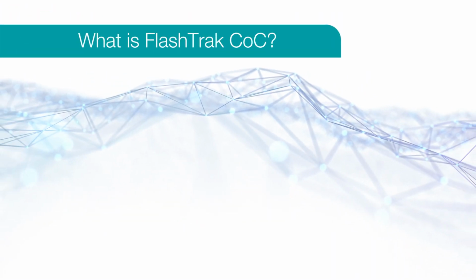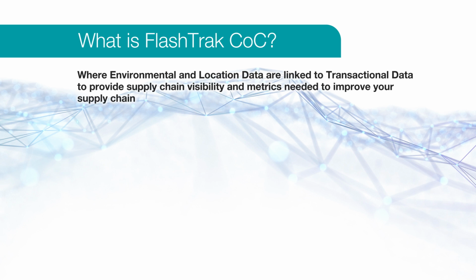FlashTrak Chain of Custody is a supply chain platform which links environmental and location data to transactional data to provide visibility, data metrics, and insights. This type of information is typically found in multiple and/or disparate systems, making it difficult to gather at one time the information needed for critical decisions.